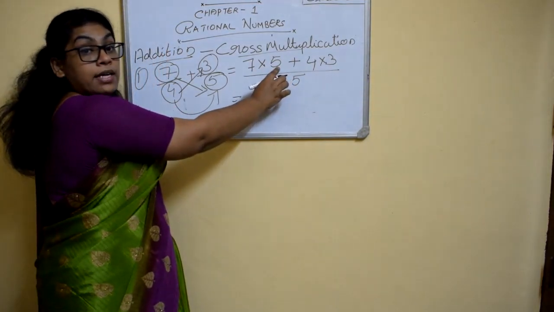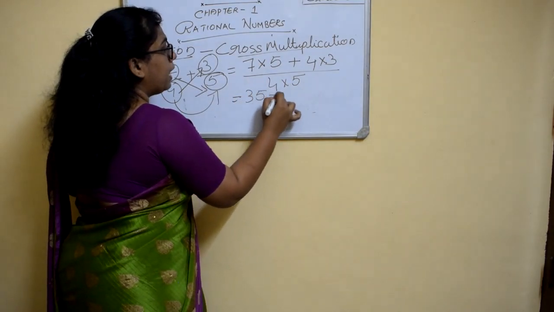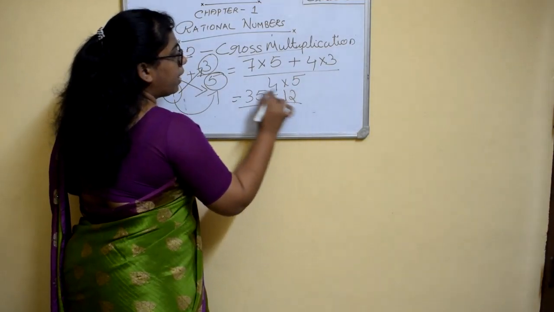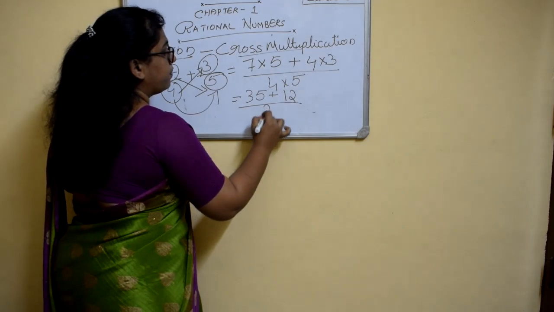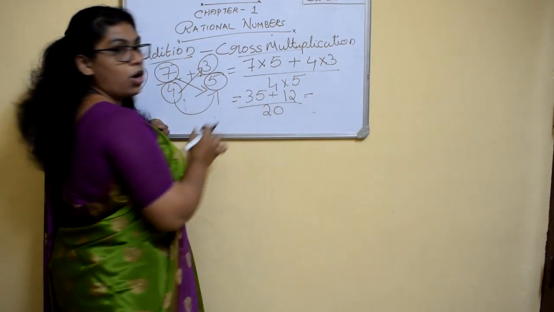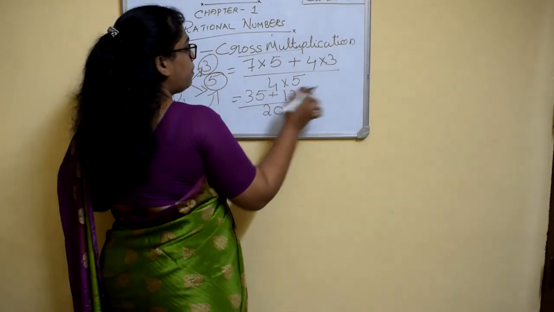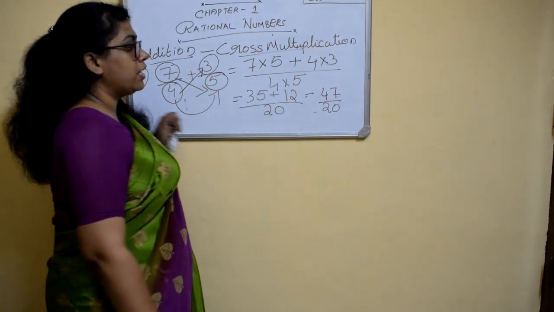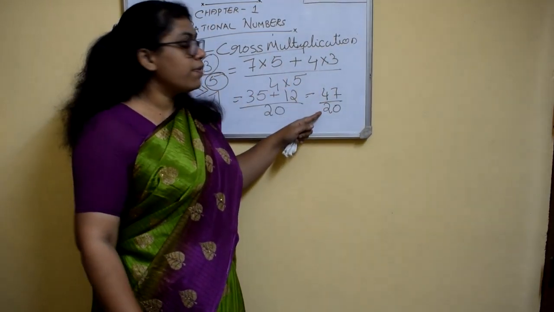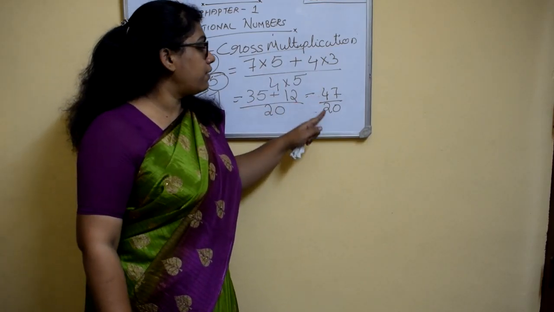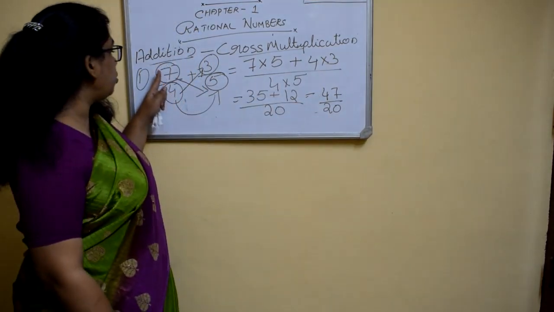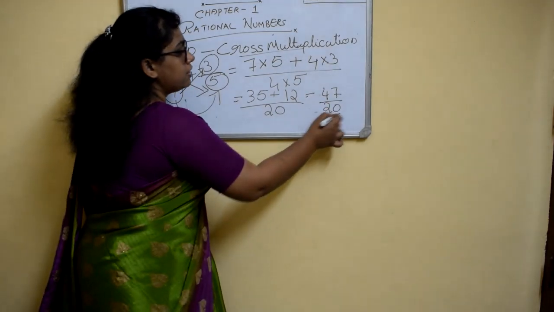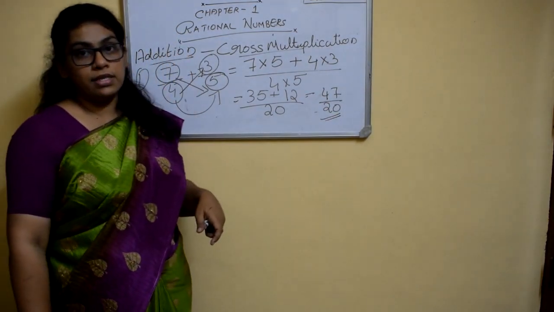What is the answer? 7 into 5 is 35, plus 4 into 3 is 12, divided by 4 fives are 20. Now we have got the common denominator, that is 20. 35 plus 12 is 47, divided by 20. Is there any common factor between them? No. So the answer is 47 divided by 20. So the addition of 7 by 4 and 3 by 5 is 47 by 20. This is the answer of the given question.